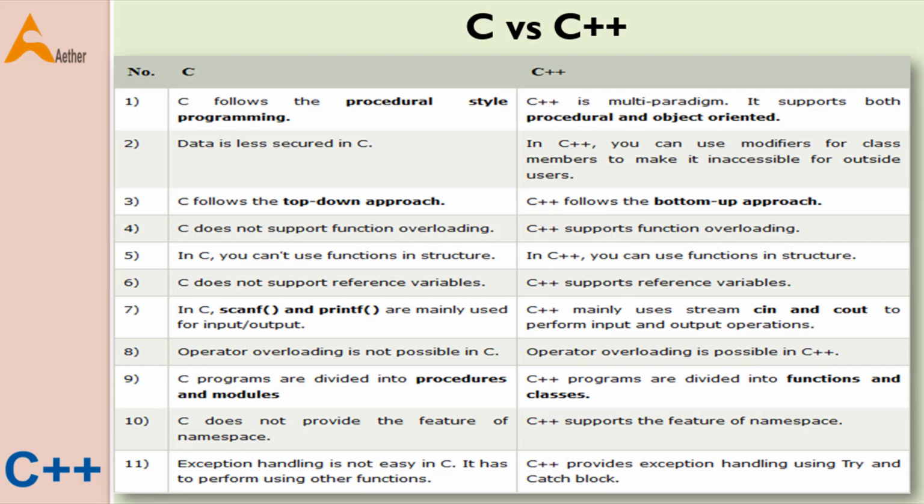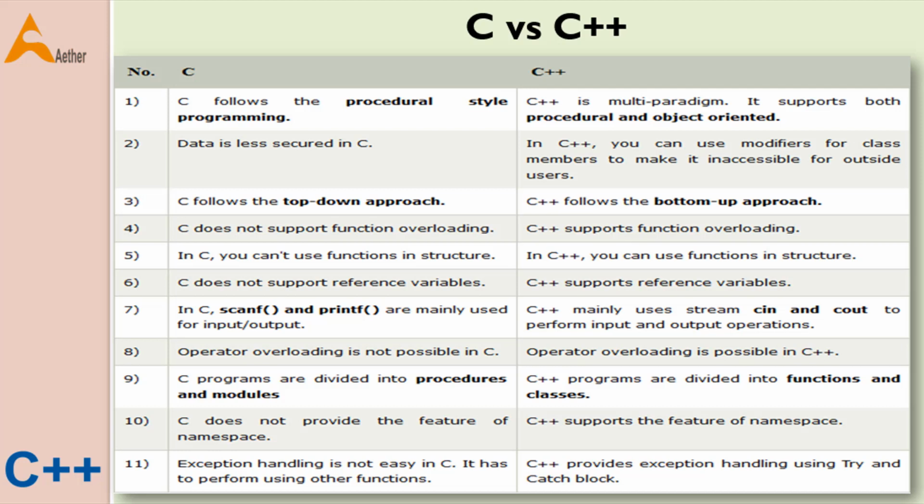Before starting C++, I assume that you are familiar with C language. So let's discuss the differences between them. You can see a table of differences on your screen. Let's discuss them. C follows the procedural style programming, whereas C++ is multi-paradigm. It supports both procedural and object-oriented.